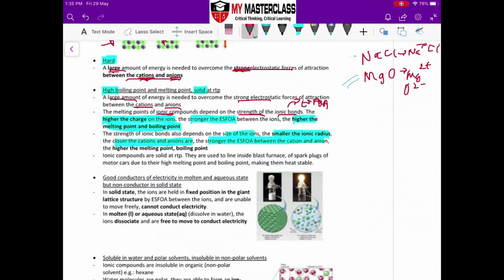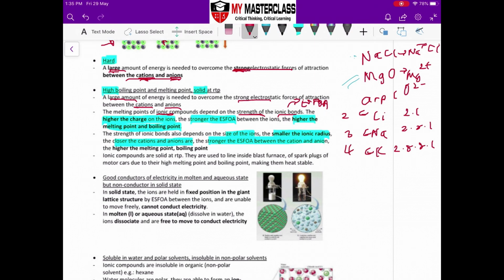If you remember group 1, the first element is lithium, followed by sodium, followed by potassium. Lithium has the electronic configuration 2-1. Your electrons are arranged 2-1, sodium 2-8-1, and potassium 2-8-8-1. They are all group 1, with 1 outer electron, but the difference is lithium has 2 shells, sodium has 3 shells, and potassium has 4 shells.